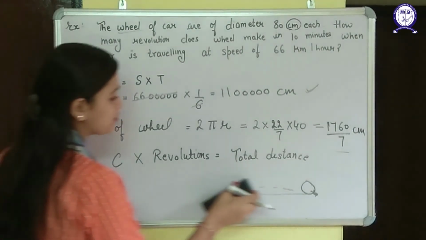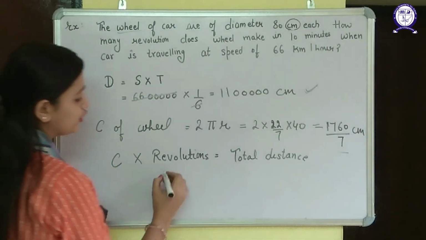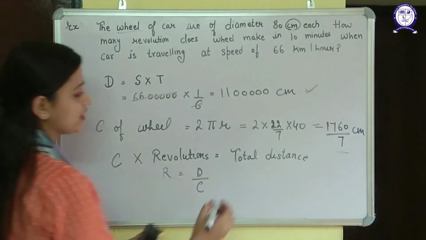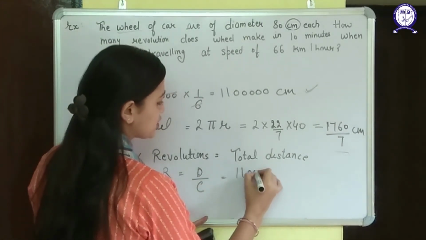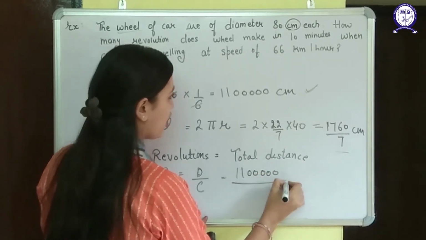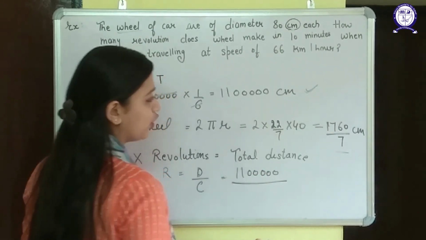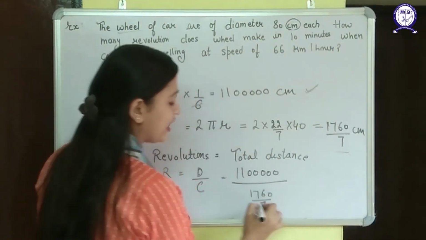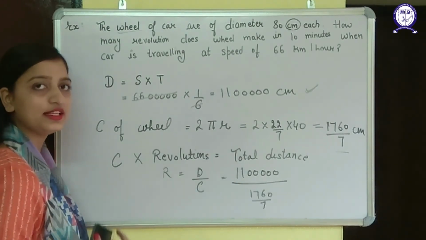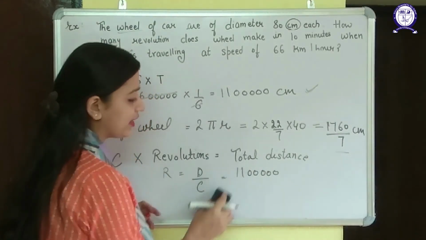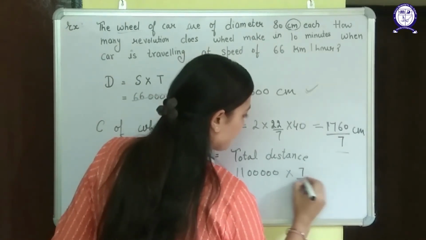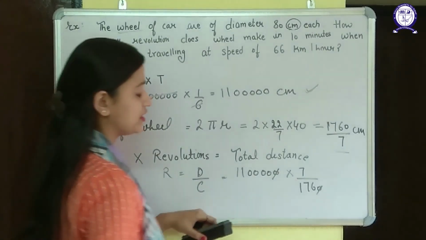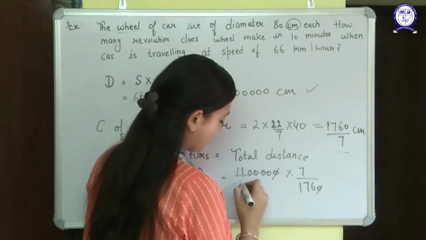So we will just put the values. We need to find the revolutions. So revolutions will be distance upon the circumference. Now distance is 11 lakh upon 1760 upon 7. So we need to divide by this, and whenever we have to divide like this, it means we multiply by the reciprocal, 7 upon 1760. So let's cut them. 0 and 0. I can cut it with the table of 11.